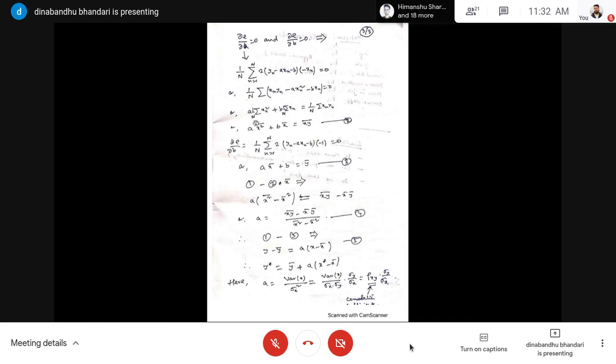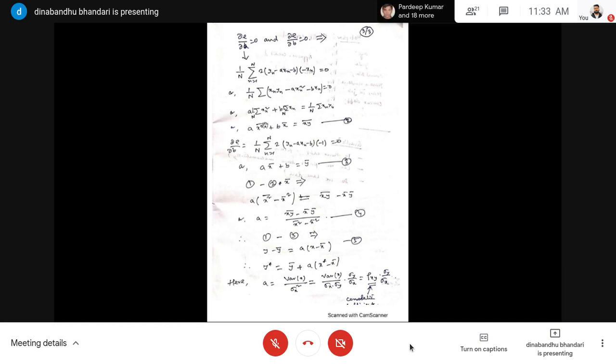Very simple. A and B, the unknowns, we have kept on the left side, and the other part we have taken to the right side. Now 1 by N summation xn square, what is this? This is nothing but the average of x1 square, x2 square, x3 square. Average of the squares.